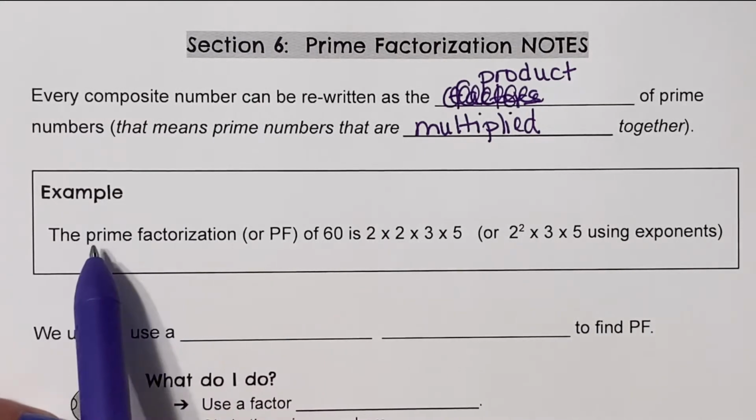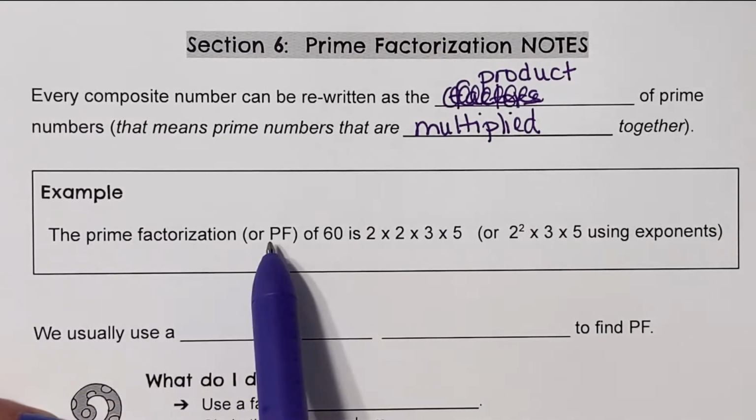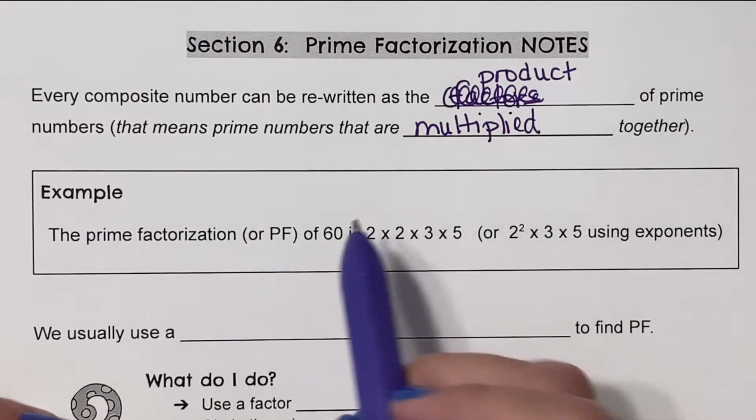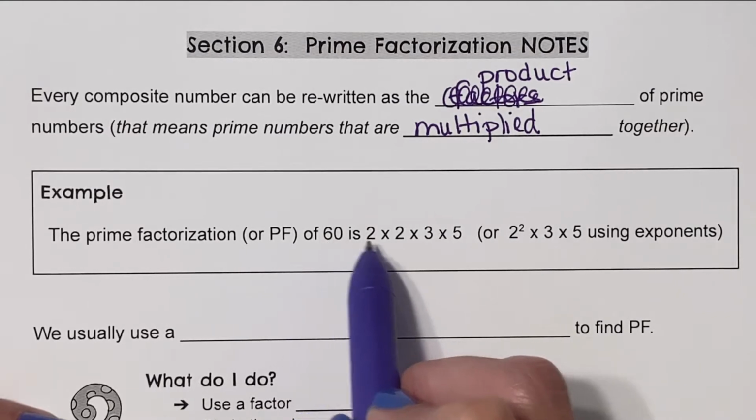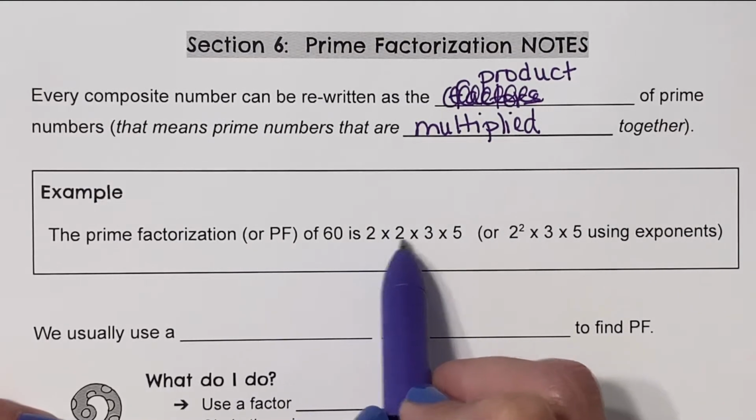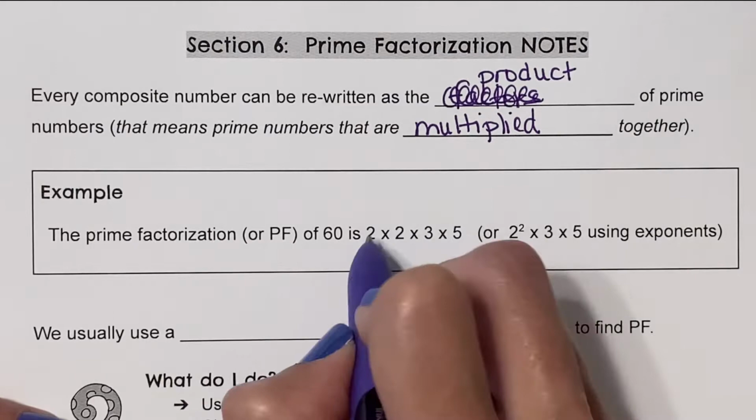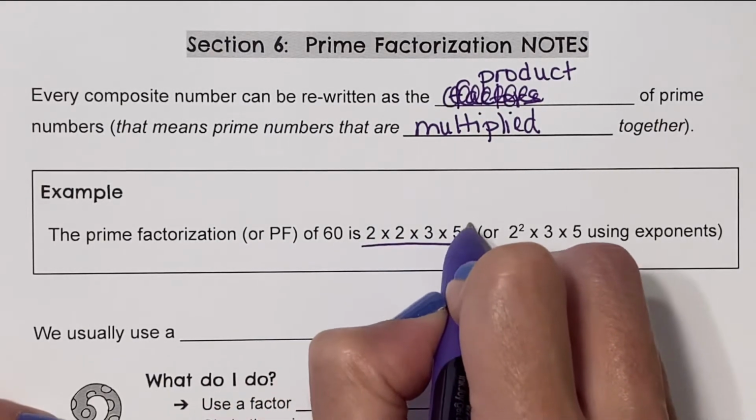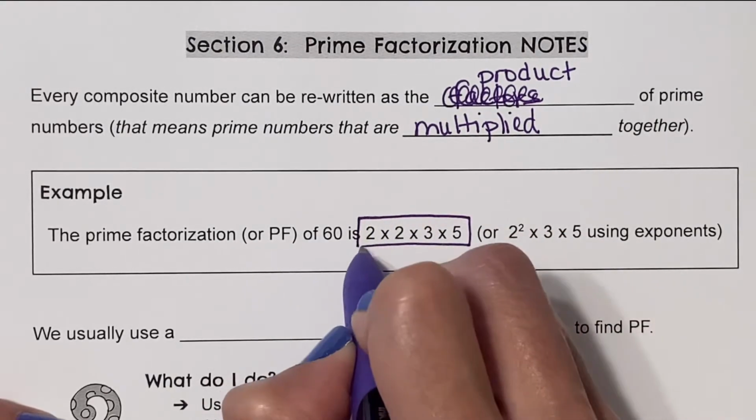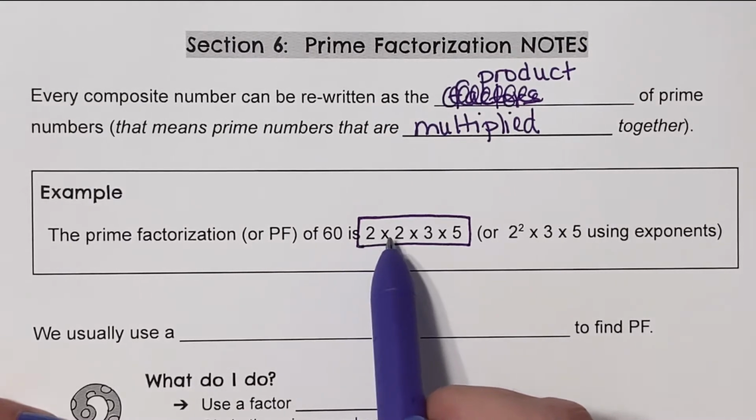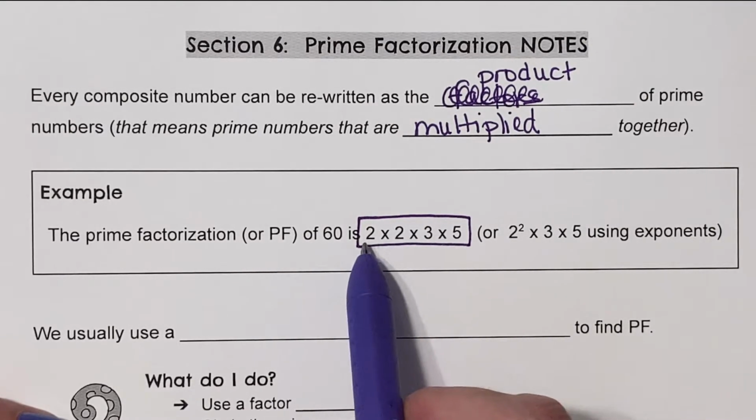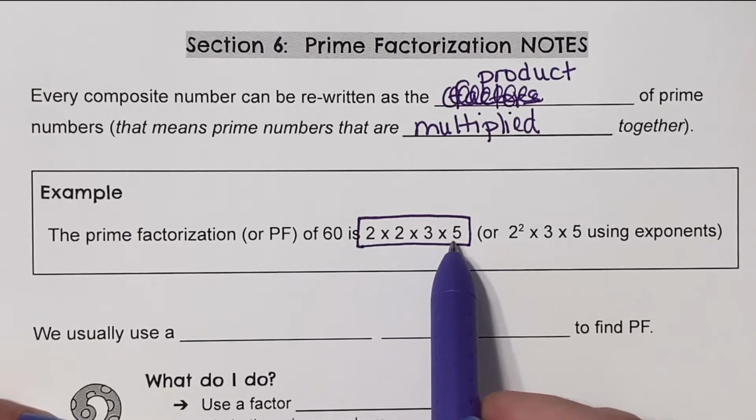So an example: the prime factorization, I usually abbreviate it as PF, of 60 is 2 times 2 times 3 times 5. This is the prime factorization. We broke 60 up into numbers that are multiplied together, and all of those numbers are prime numbers. 2, 2, 3, and 5 are all primes.